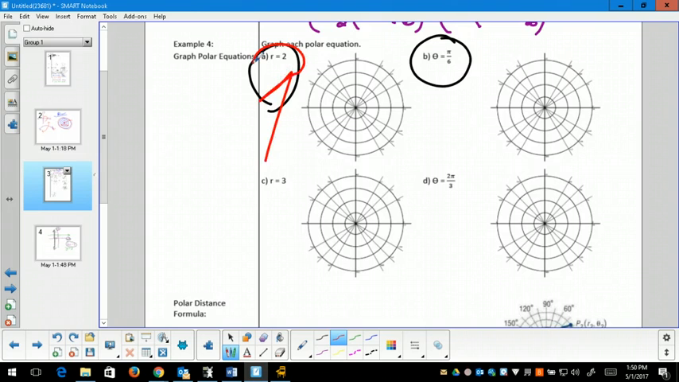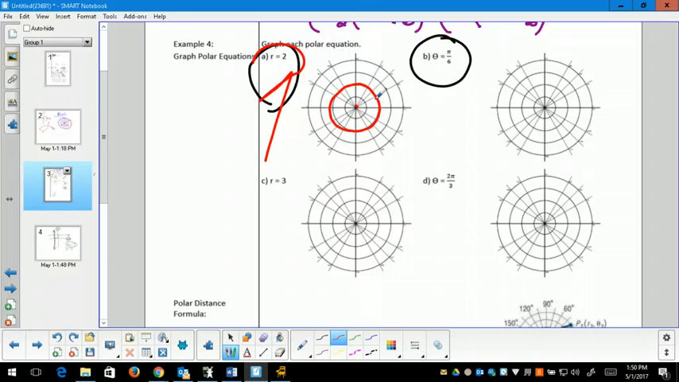Radius of 2 is going to give us a circle. From the pole, every point out on it has a radius of 2. So that's our circle. Just like, by the way, this is how we're going to eventually go back and forth between polar coordinates and points in the xy plane.